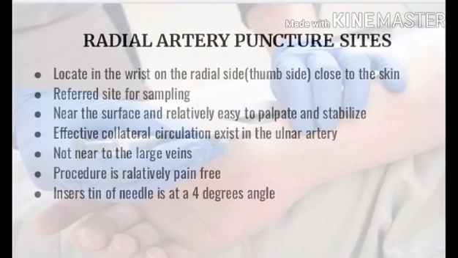Okay, let's go to the radial artery puncture site. Number 1. Located at the wrist on the radial side, thumb side, close to the skin. Number 2. Preferred site for sampling. Number 3. Near the surface and relatively easy to palpate and stabilize. Number 4. Effective collateral circulation exists in the ulnar artery. Number 5. Not near any large veins. Number 6. Procedure is relatively pain-free. And number 7. Insertion of the needle is at a 45 degree angle.